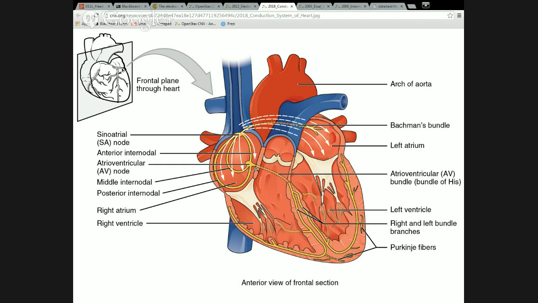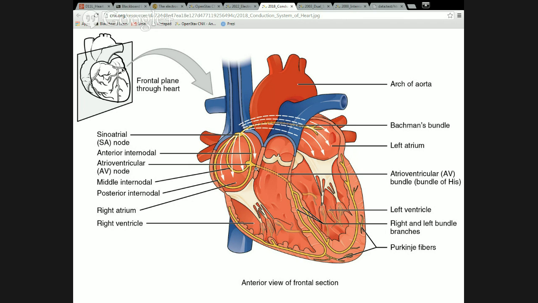The SA node has caused the atria to depolarize and contract. The AV node will then pass that signal on through the rest of the conduction pathway, which is the AV bundle, which is that thing that's kind of a dotted line because it's behind the right ventricle going to the pulmonary trunk there. And it connects into the interventricular septum, the wall between the two sides of the ventricles.